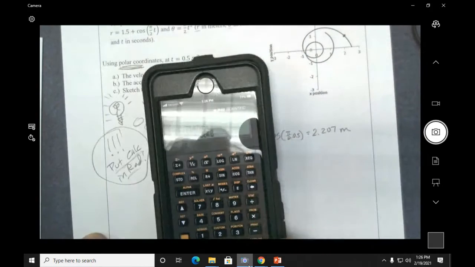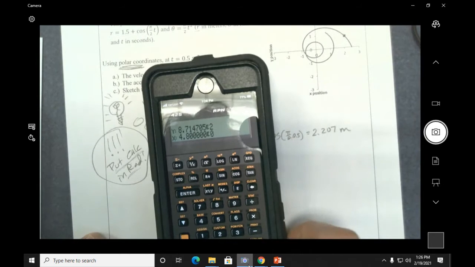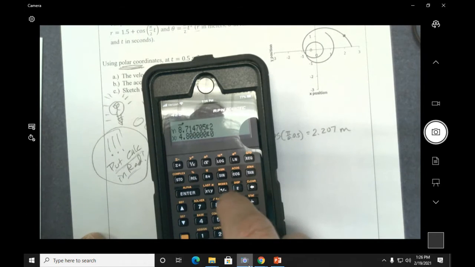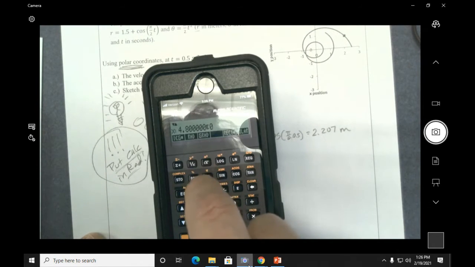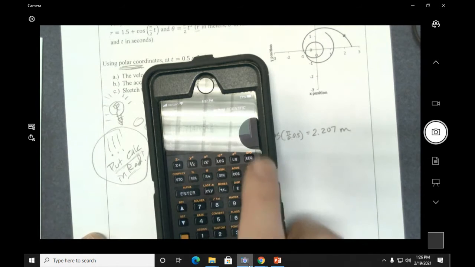I don't even know if I know how to do this with this one. There's a mode somewhere. There you go, modes. I go to my modes, and I go radians. I think I have to click that button right there. Yeah, it tells me I'm in radians.